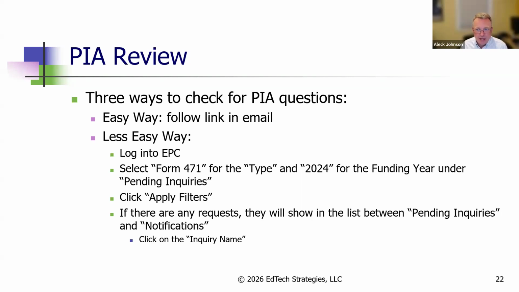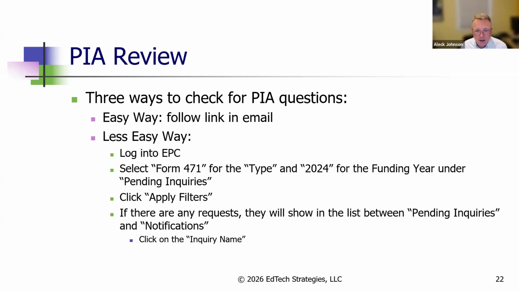There's a less easy way, however, to get to them, which is useful if you were in a situation where, for example, the notifications may be filtered as spam, and so you want to be sure that you can check within EPC manually. The way you do this is to look at your pending inquiries. You'll log into EPC, and then on the landing page that you get to, at the very top, there's a whole area for pending inquiries. Go ahead and select the Form 471 under the first header of type, and you can see I didn't update this slide. You should select 2026 for the funding year under pending inquiries.